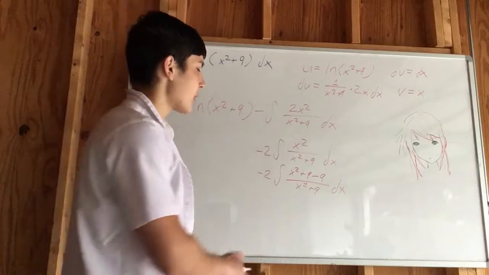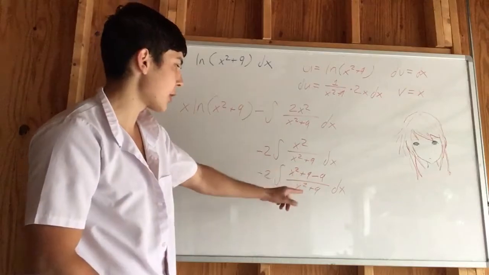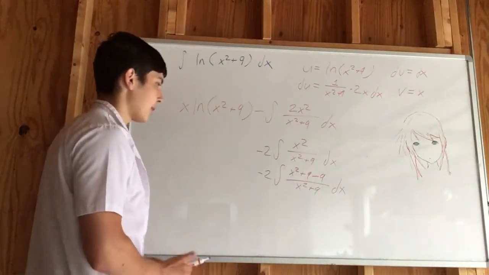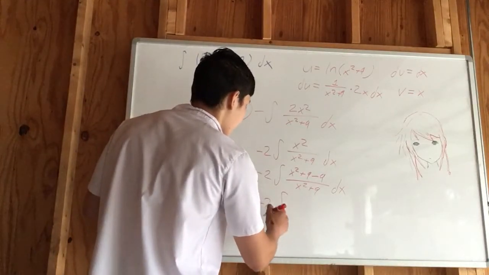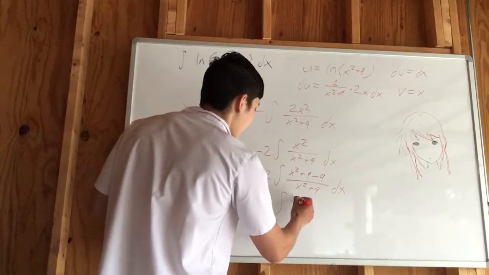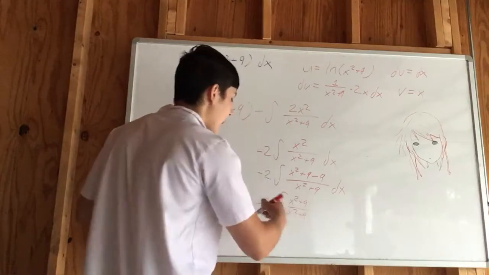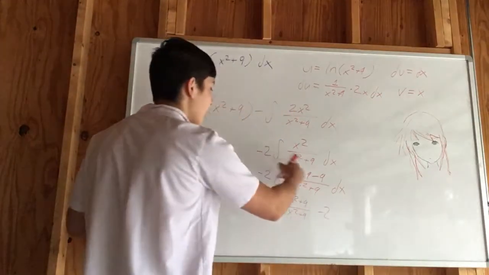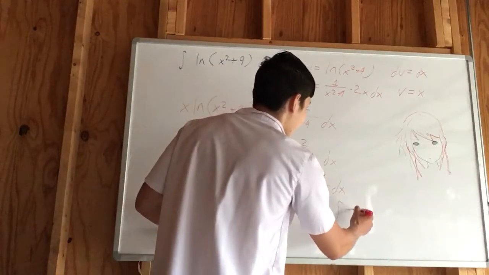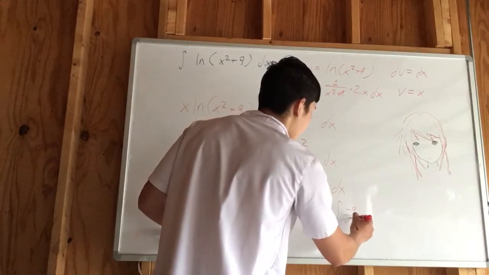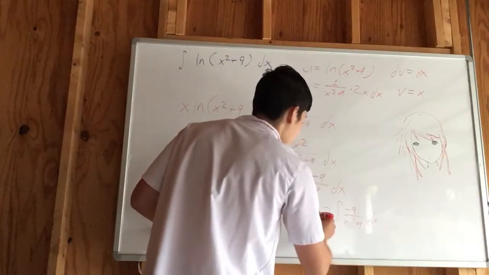Now, the reason we did this is so we could split the fraction. Since the operands we're using are just addition and subtraction, we could certainly split the fraction. And that makes everything much simpler. So we have negative 2 x squared plus 9 over x squared plus 9, negative 2, because remember this is being distributed to the entire integral. And we have negative 9 over x squared plus 9. And the dx.